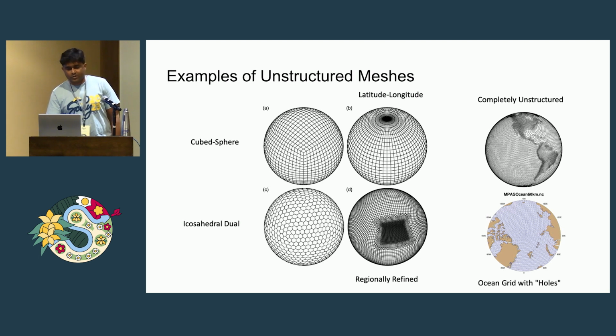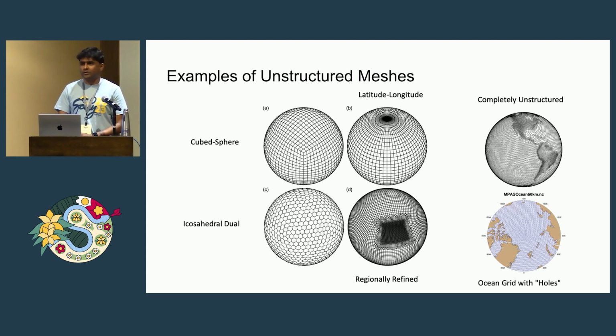Unstructured meshes typically can be for anything, like automotive, for everything. Here we're limited to unstructured meshes on a sphere for the geoscience track, and different kinds of unstructured meshes. What you see here is a cube sphere mesh, latitude longitude mesh, icosahedral mesh, and a regionally defined mesh. On the right you see a completely unstructured mesh.